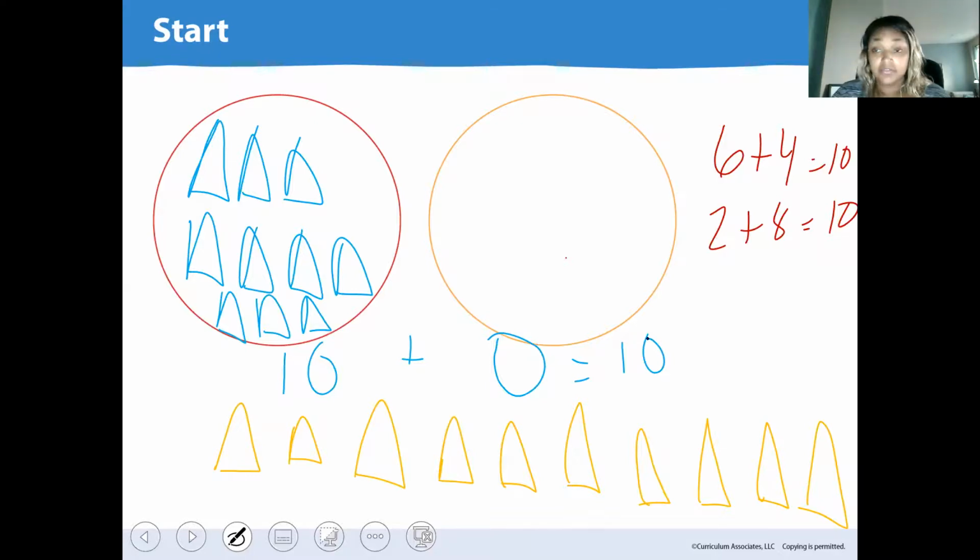Now we can do it without those symbols, and we can go 10 plus 0 equals 10. I'm going to try that again. 10 plus 0 equals 10. You did it.